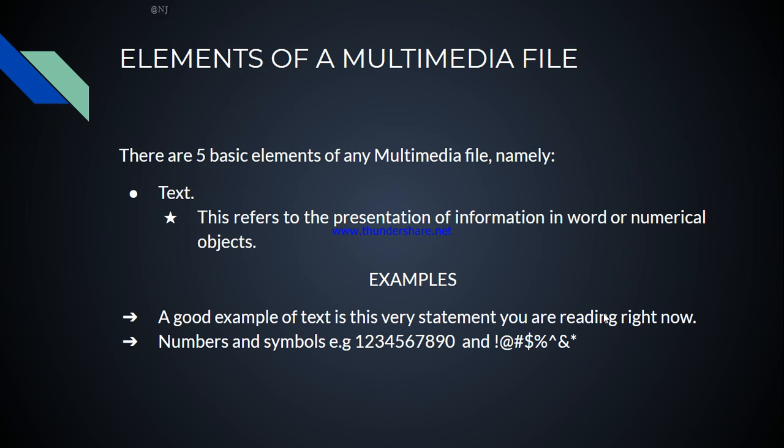Elements of multimedia file. Basically, there are 5 elements of any multimedia file. The first element we're going to talk about is text. Text refers to the presentation of information in word or numerical objects. For example, how you are able to read what's on the screen right now. That's why I'm presenting this information in form of words. Some examples are numbers and different symbols. These are examples of text.